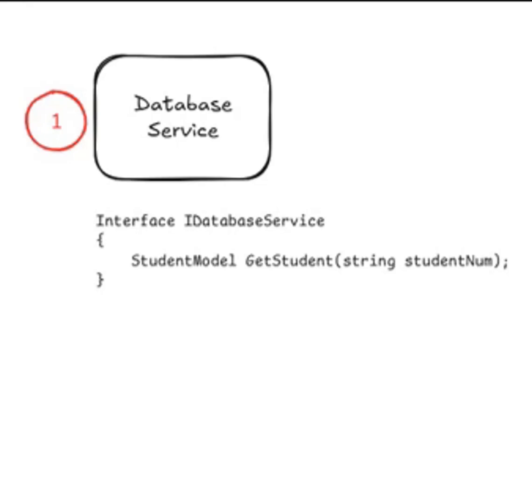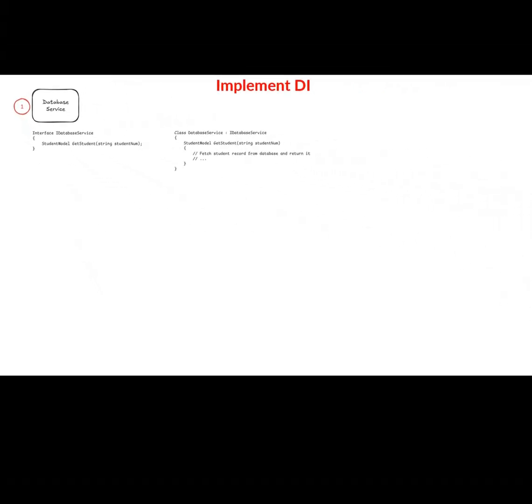The first step to implement DI for this example is creating an interface for the database service class. Interfaces include only method and property signatures. So in this case, we have the GetStudent method signature in it. Next, you need to inherit your database service class from the created interface. And obviously, we need to implement this interface, which means we need to create the GetStudent method with the determined signature in the interface and add a method body for that.